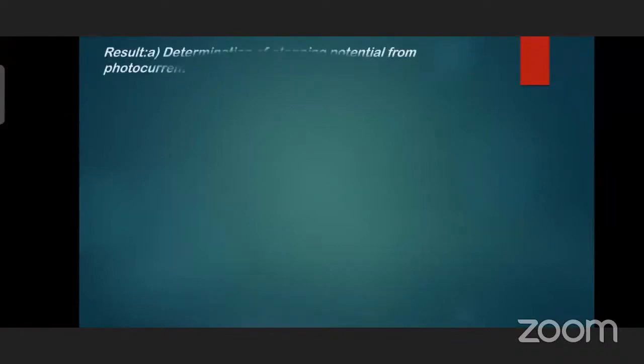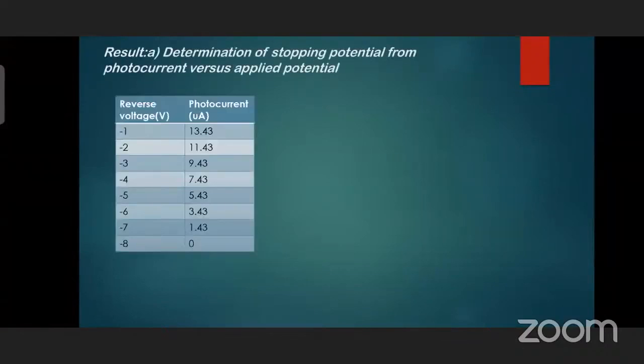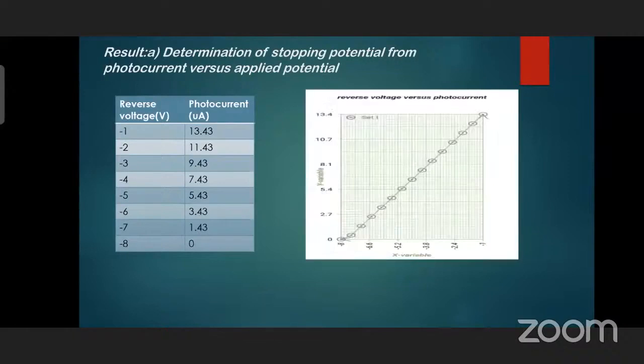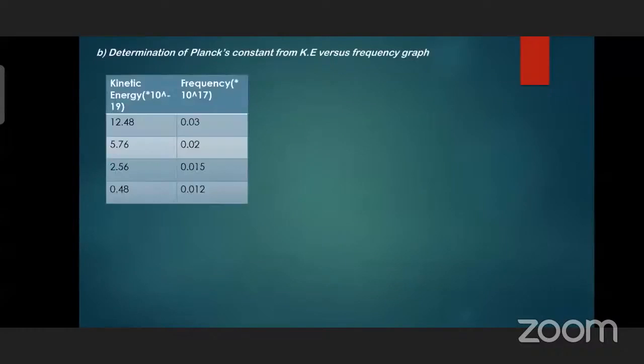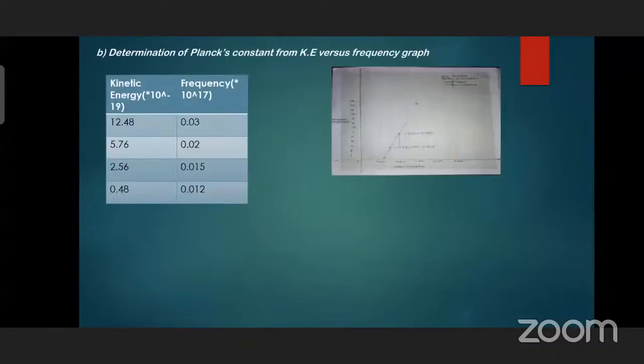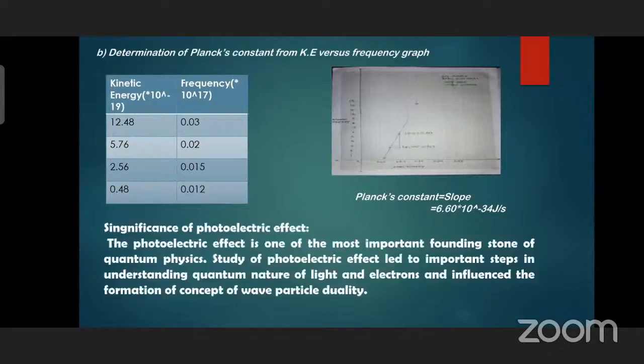As we can see here, as we increase the reverse voltage, the photoelectric current goes on decreasing, and at a certain value of voltage, that is minus 7.8 volt, the photoelectric current becomes zero, and that value we calculate as the threshold voltage. The second one, determination of Planck constant. The slope of the graph gives us the Planck constant.